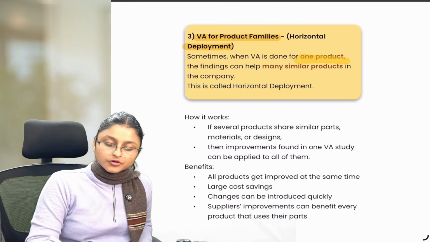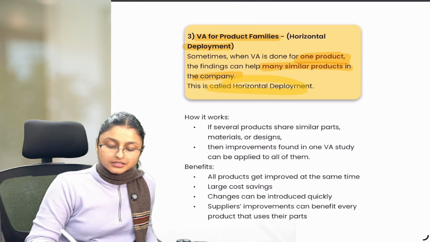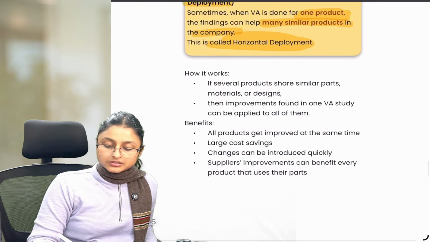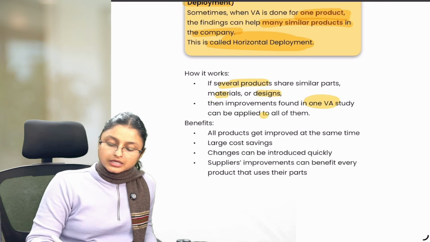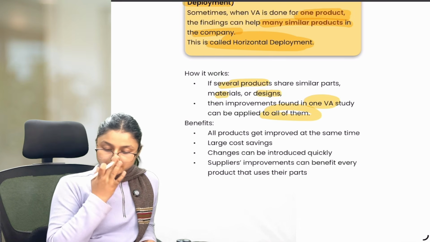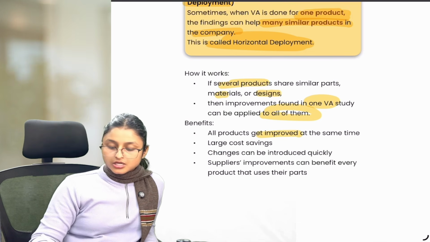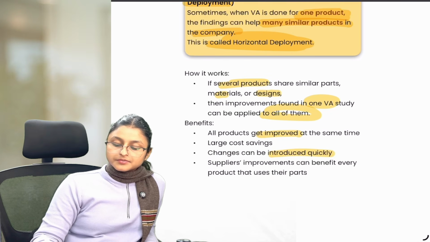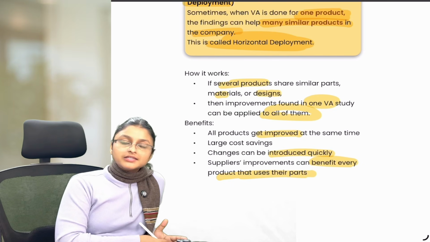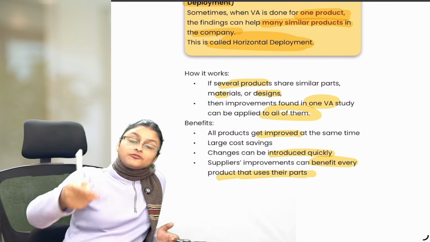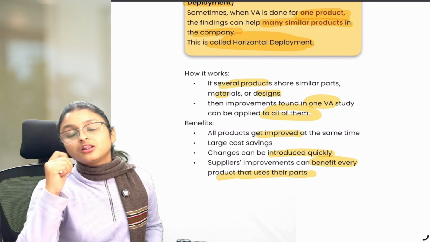Sometimes value analysis is done for only one product and the findings can help many similar products in the company. And that is horizontal deployment. How does it work? If several products share similar parts, materials or designs, then an improvement found in one VA study can be applied to all of them. Benefits: all products get improved at the same time and we can save a large amount of cost. Changes can be introduced quickly and suppliers' improvement can benefit every product that uses that part. Taking the same example, if an improvement in material is done, then the same improved material can be used in all the similar types of products, and that will help the organization save a lot of cost.